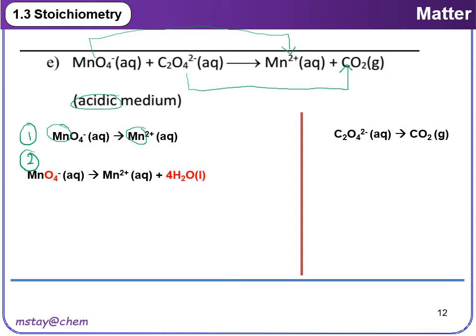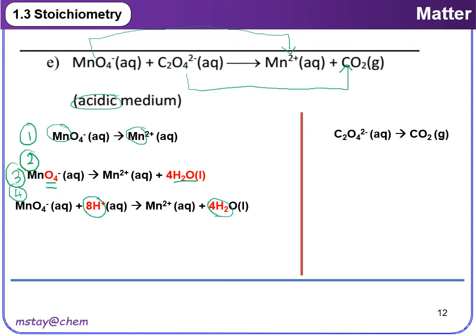Step number 3, we balance oxygen by adding H2O. There are 4 oxygen here, so we add 4 H2O. Step number 4, balance hydrogen by adding H plus. 4 times 2 is 8, so we add 8 H plus.